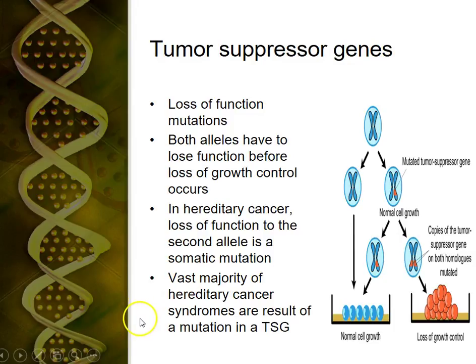Most hereditary cancers result from mutations in these tumor suppressor genes. We're born with one copy that doesn't work, but then in the cell, if either by bad luck or radiation or whatever, we lose the second copy, that's when we have loss of controlled growth.